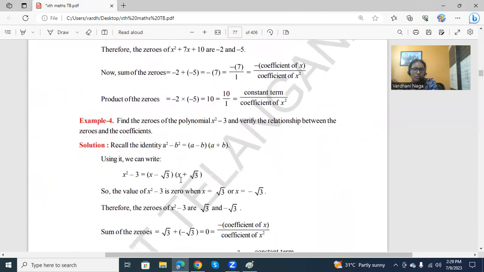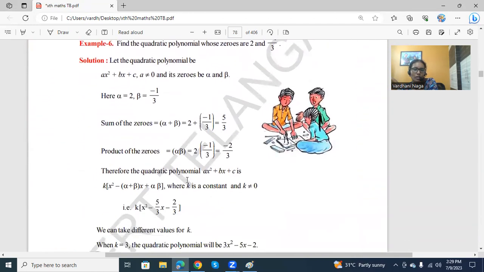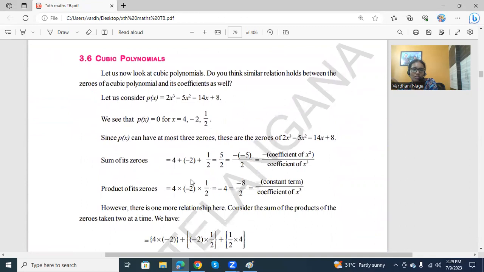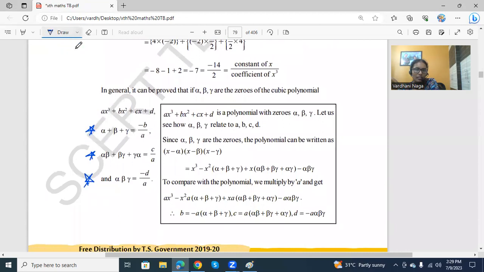Next, one more thing. For the cubic polynomial also we will see at a time. A cubic polynomial means it has degree 3. So a cubic polynomial will have at most 3 zeros and 3 factors, isn't it? So now see the important relation between the zeros and coefficients. ax cube plus bx square plus cx plus d is a cubic polynomial with 3 zeros, alpha, beta, and gamma. Here, the coefficients are a, b, c, d. Then x minus alpha, x minus beta, x minus gamma will become the factors, right?